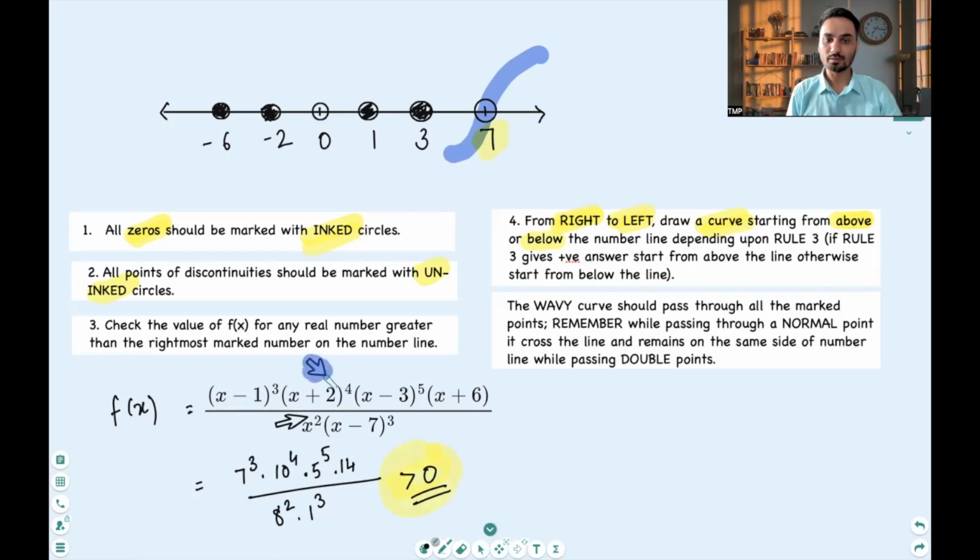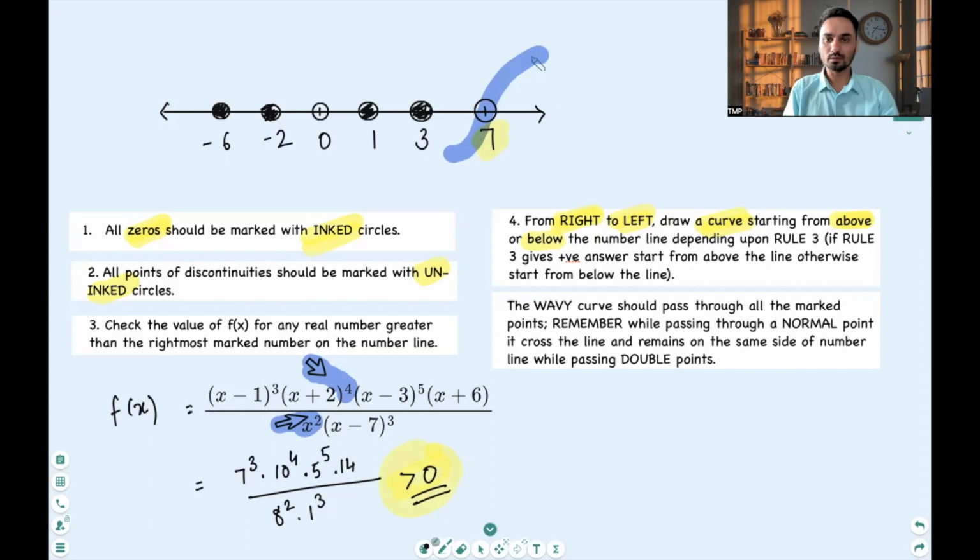For example, here the power is 4, which is an even number, and here the power is 2, which is an even number. For even powers, whatever values of x you get, those are your double points. So in this case, we have two double points. One is -2 and the other one is 0. So we got two double points and 4 simple points.